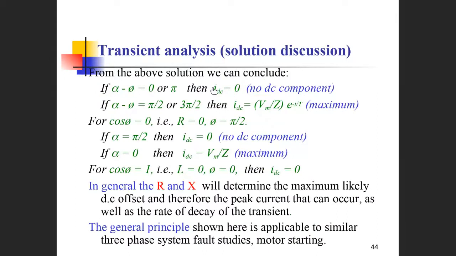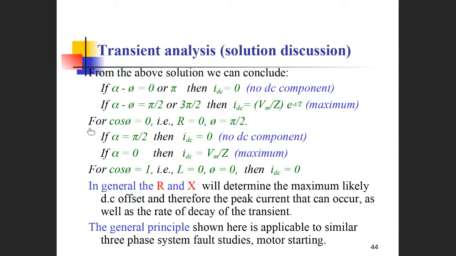From the above solutions, we can conclude that if alpha, which is the switch on angle, and phi, which is the impedance angle, satisfy alpha minus phi equal to 0 or pi, then the DC component will be 0. If the switch on angle alpha minus the impedance angle phi equals 90 degrees or 270 degrees, then the DC component will be the maximum.